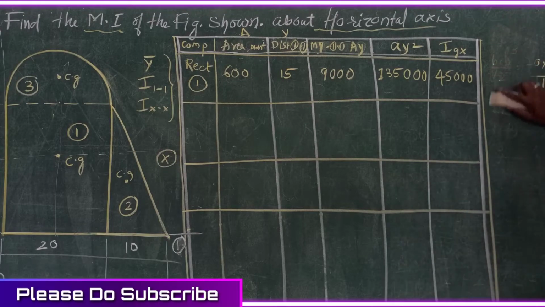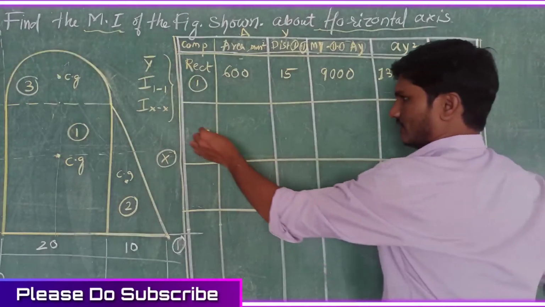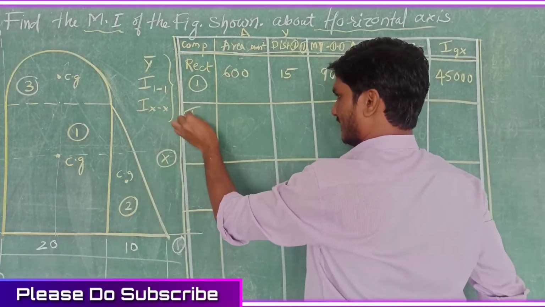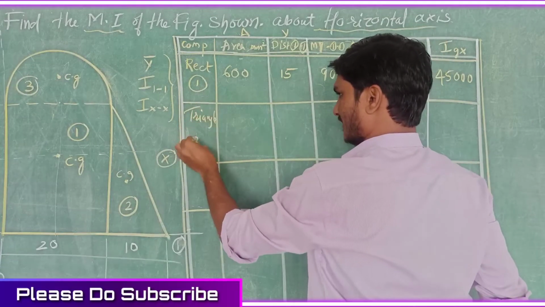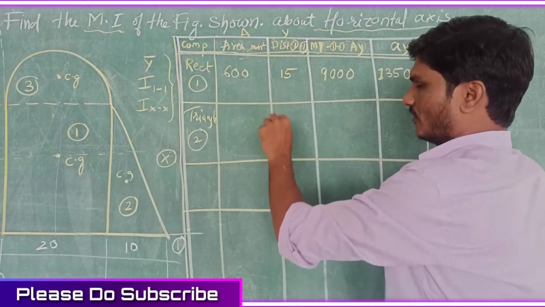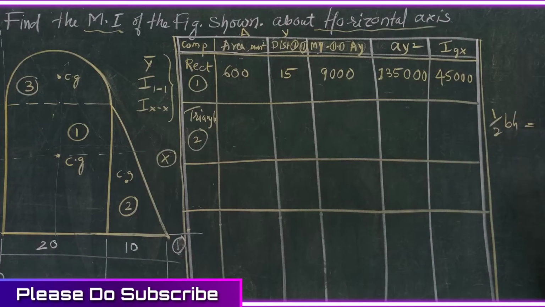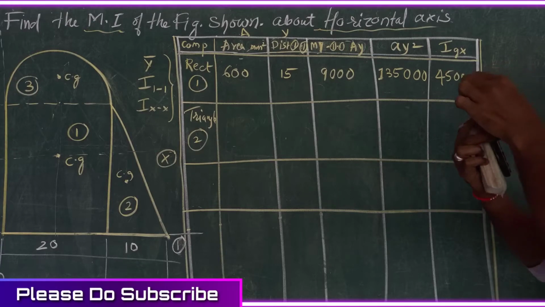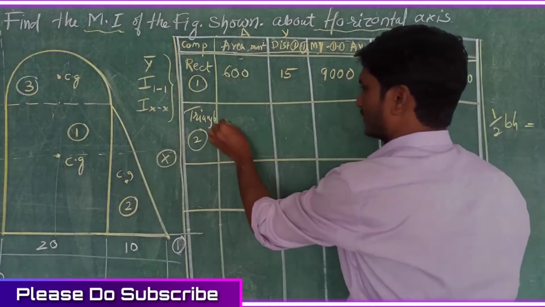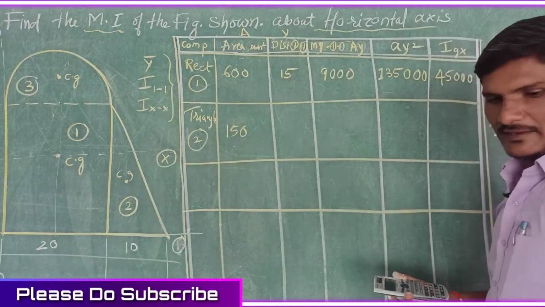Similarly, we will go for calculating the second segment. What will be the second one? It is a triangle, element 2, and their area will be 1 by 2 into B H, half B H, where B is the width and H is the height. So width is 10, height is 30, divided by 2, so it is 150. So 150 is the area for element 2.